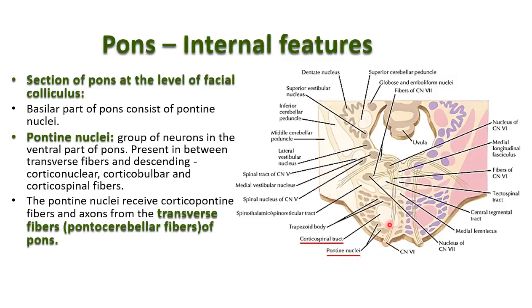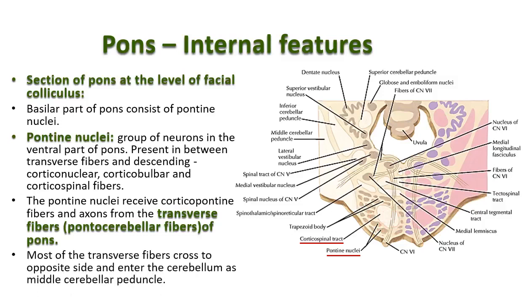So that is the pontine nuclei, and then you are able to see the corticospinal and the corticonuclear fibers. These are present as collections of bundles which are descending downwards, the other motor descending fibers. So that is mainly about the basilar part of the pons.